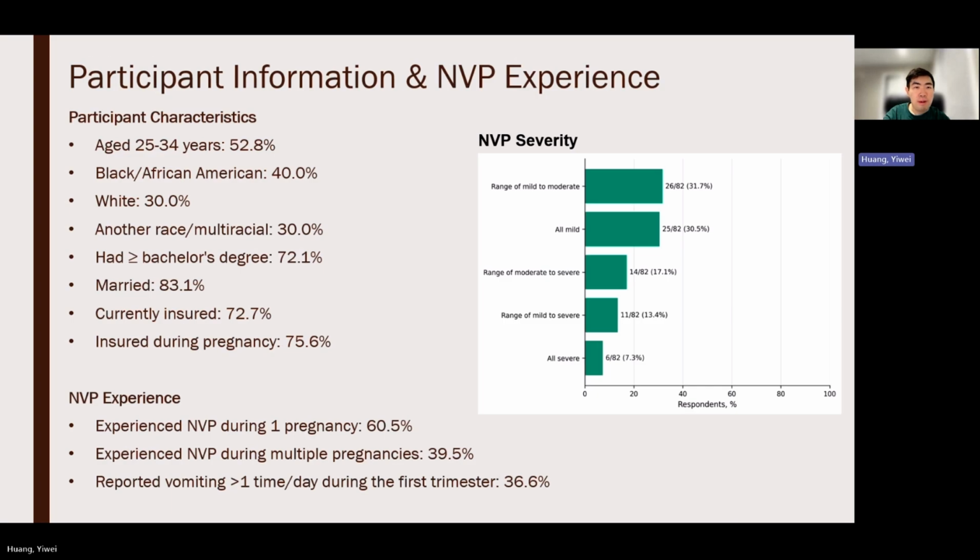So for participant information and NVP experience, here are all the participant demographics at the beginning, age 25 to 34, and all the ethnicities and marriage, and whether they have insurance and were insured during pregnancy, and also for NVP experience. They either experienced NVP during the first pregnancy or during multiple pregnancies, or reported vomiting one or more. And here are all the percentages with each category.